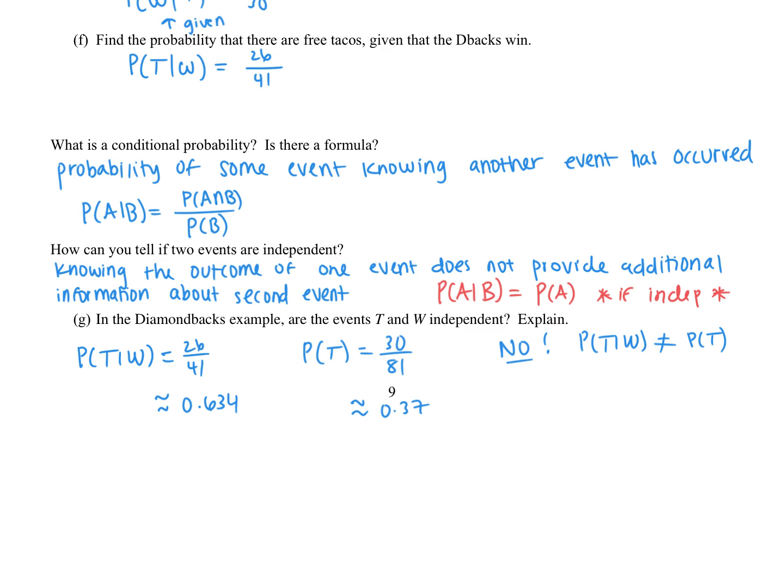That should make sense in context. If we choose a game at random, the probability that they gave out free tacos is probably going to be pretty low, right? If they gave out free tacos, the team had to have scored like 6 or more home runs. That's not very likely. But if we know that they won, that's a much higher likelihood then that they scored those 6 or more runs.